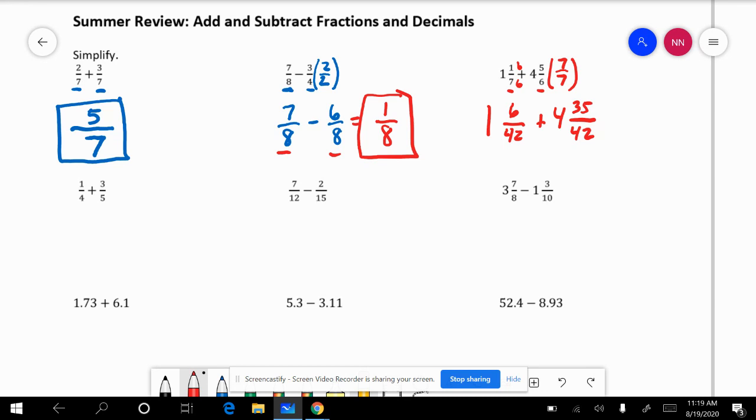Now I'm going to add the two different mixed numbers. I'm going to add the 1 and the 4, and that gives me a 5. I'm going to add the 6 and the 35, and that gives me a 41.